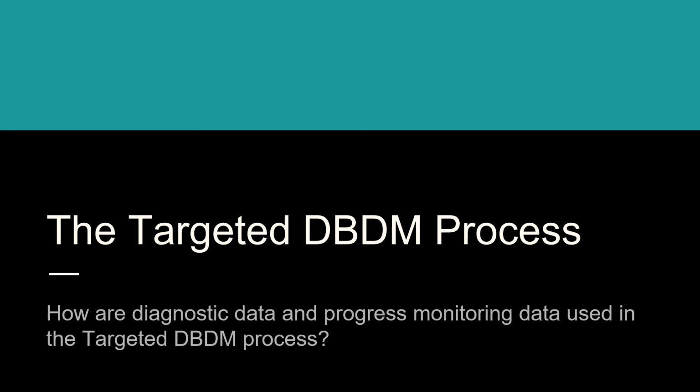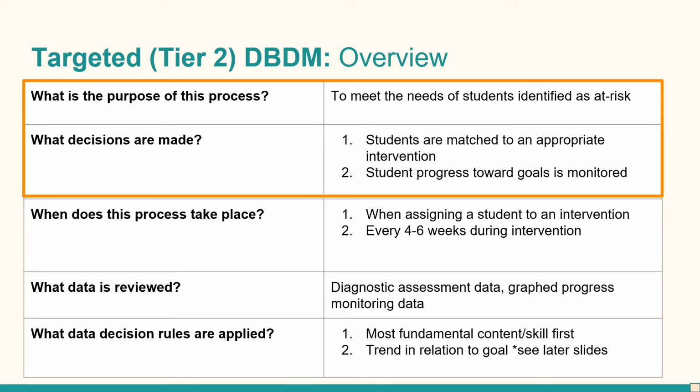Once you have data collected and graphed, you'll meet with your targeted DBDM team to make collaborative decisions. In the universal DBDM process, you'll recall our purpose was to identify students in need of an intervention. Now, in targeted DBDM, our purpose is to ensure the needs of those students identified as slightly below grade level receive appropriate and effective support.